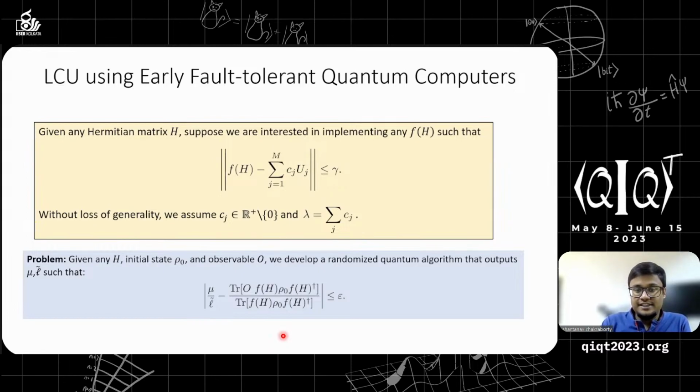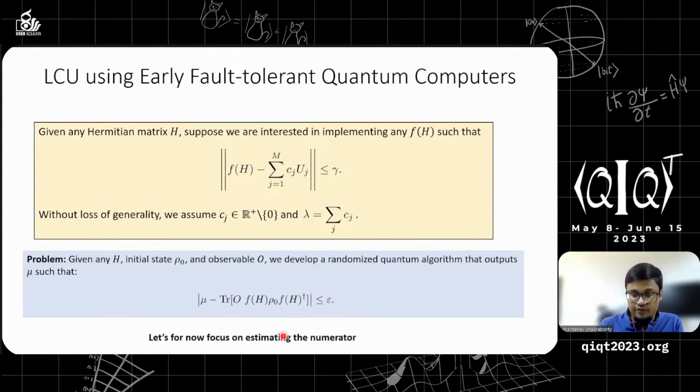Now, for simplicity, let us first focus on the numerator. Let's forget about the denominator for now. For that, we'll first give a randomized quantum algorithm that approximates the numerator, so it finds trace of O f of H rho 0 f of H dagger. And to recall, this is not normalized. To make it normalized, you have to divide by the norm. We'll come to that later, but let's first focus on estimating the numerator.